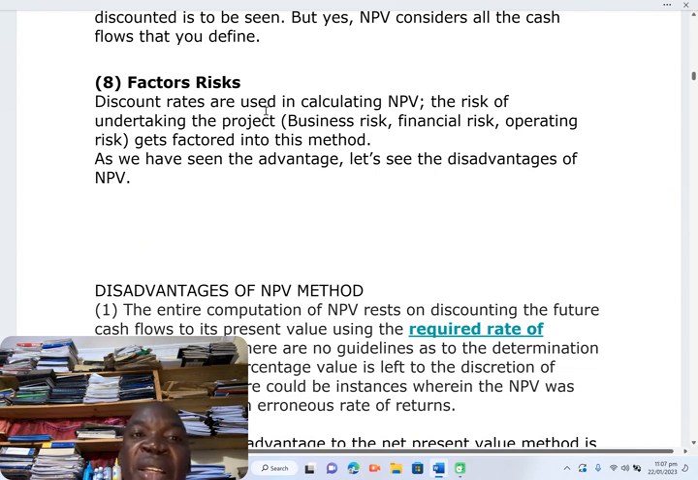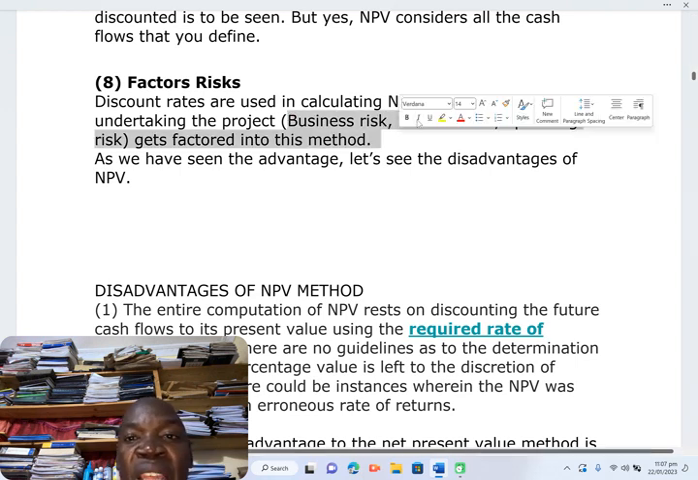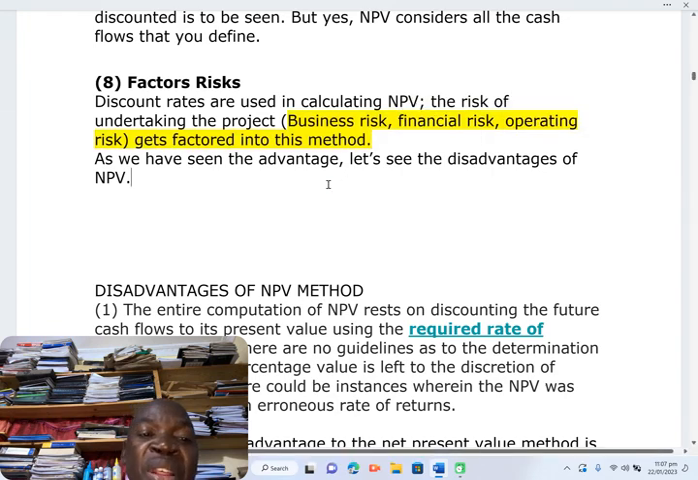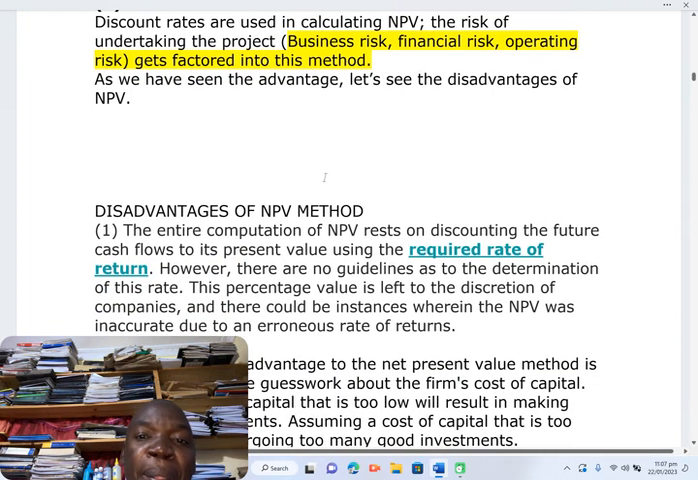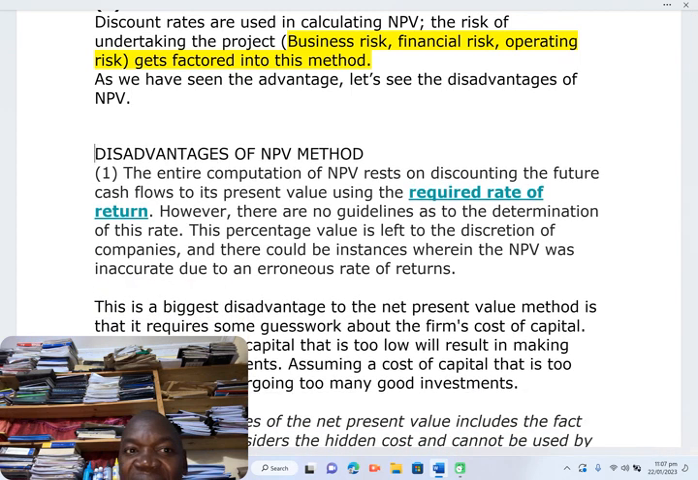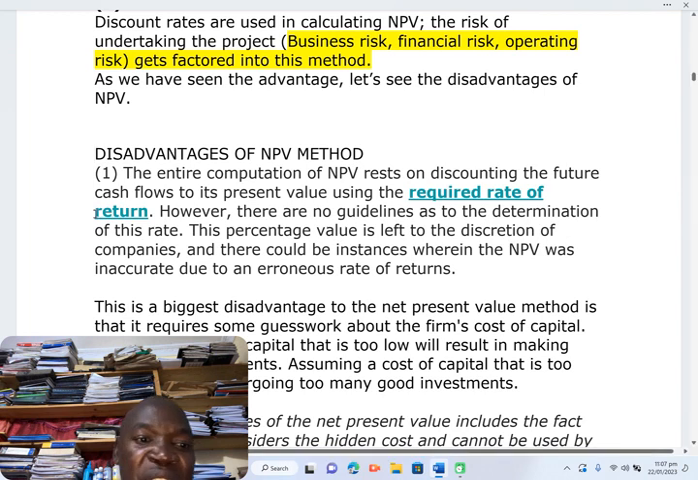The risk factor: we're saying the discount rate attached to NPV will take consideration of business risk, financial risk, and operating risk. Therefore, this is the best method to be selected. Now, its disadvantages. Actually, what are the disadvantages of this method so far?